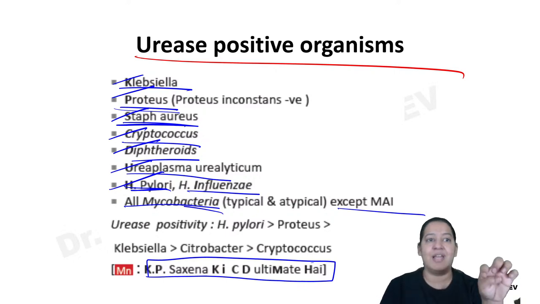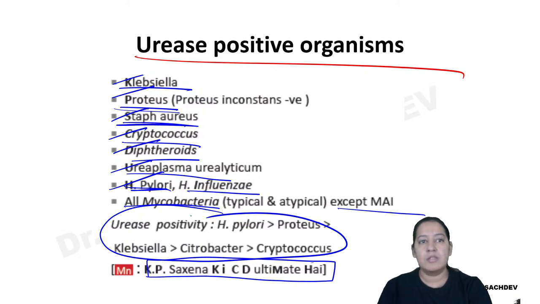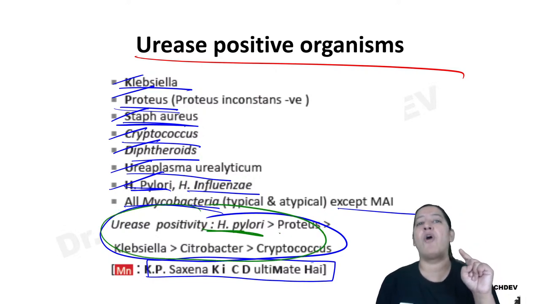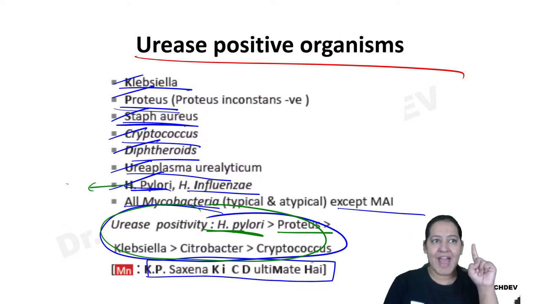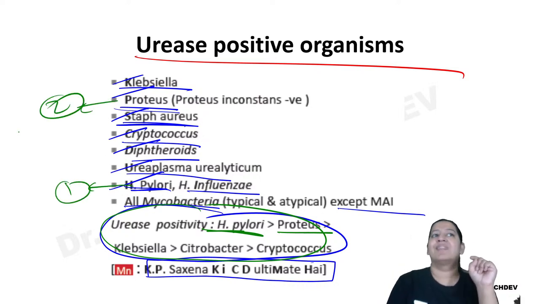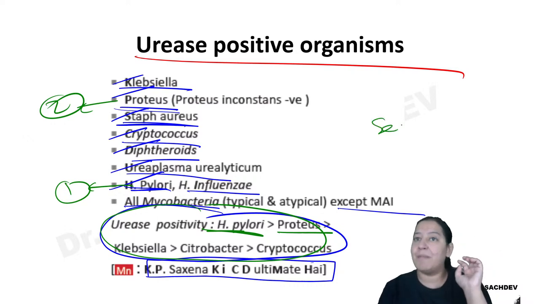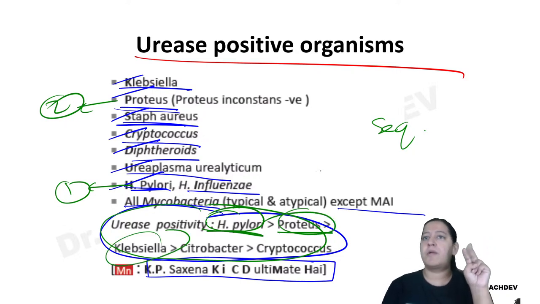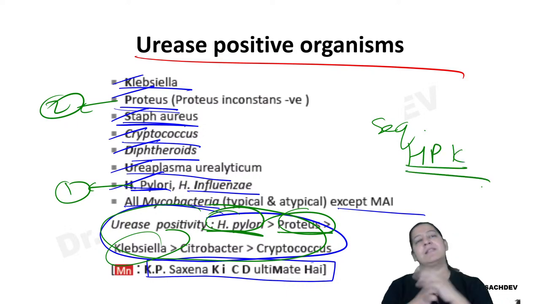Sequence mein bhi bahut question aate hain. In sab mein sequence bhi learn karo. Sabse most urease positive kaun hai? It is H. pylori followed by Proteus. So number one pe aayega H. pylori, number two pe aayega Proteus. Learn the sequence also. Please learn it. Strongest urease positive and second strongest, at least ye do to learn karo. Third is Klebsiella. So it is H. pylori, Proteus, Klebsiella. This is the mnemonic.